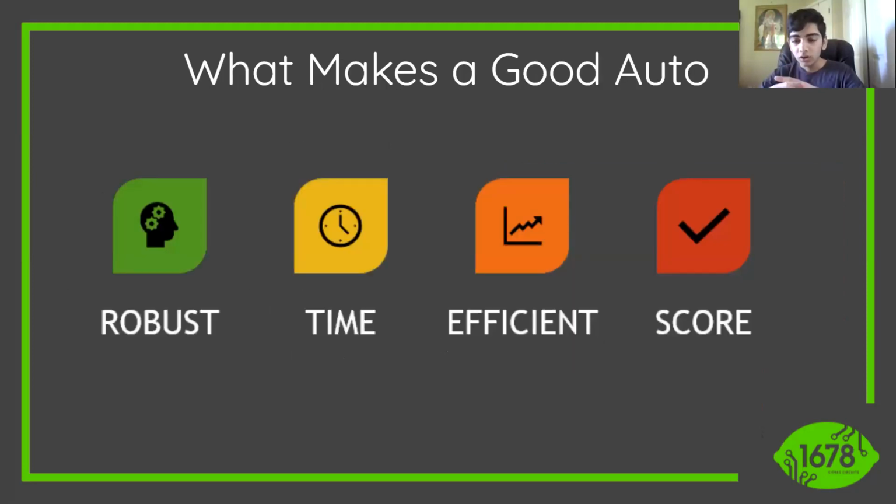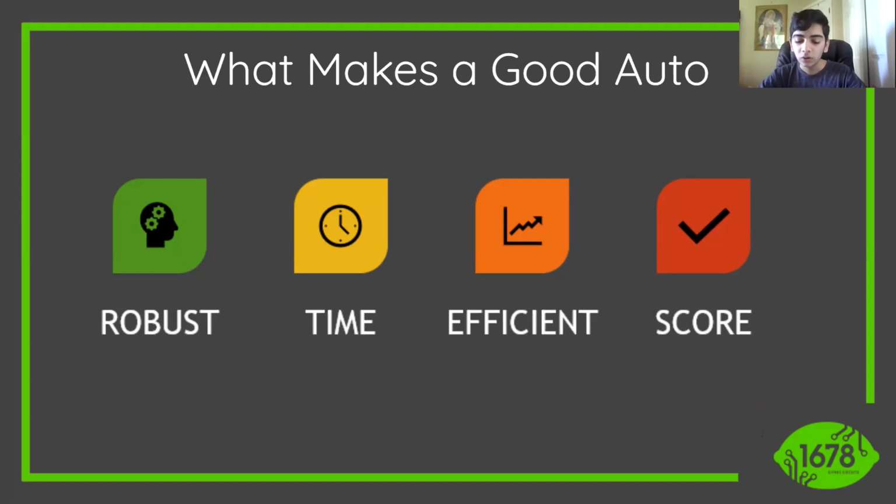Today, over the course of this presentation, we'll be going over a couple of things that make a good auto, make it robust and effective in competition. There are multiple things that constitute this. For one, we want our robot to be robust. This means we want our auto to be not only effective, but consistent, that it will work as many times as we need it to, and we can rely on it consistently.